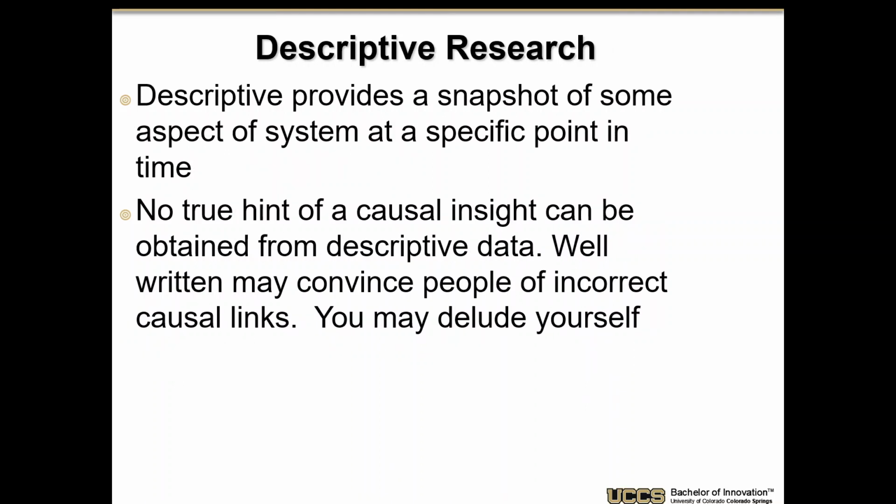So you've got to disprove them. People will do what's called descriptive research. It provides a snapshot of some aspect of a system at some point in time, and there's no real hint of a causal insight that can be attained from descriptive data. Well written, you may convince people of an incorrect causal link. You may even delude yourself.